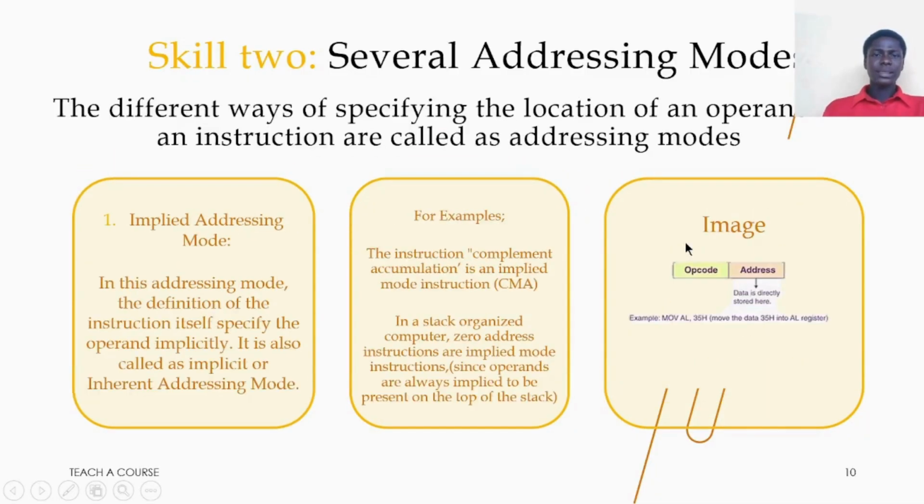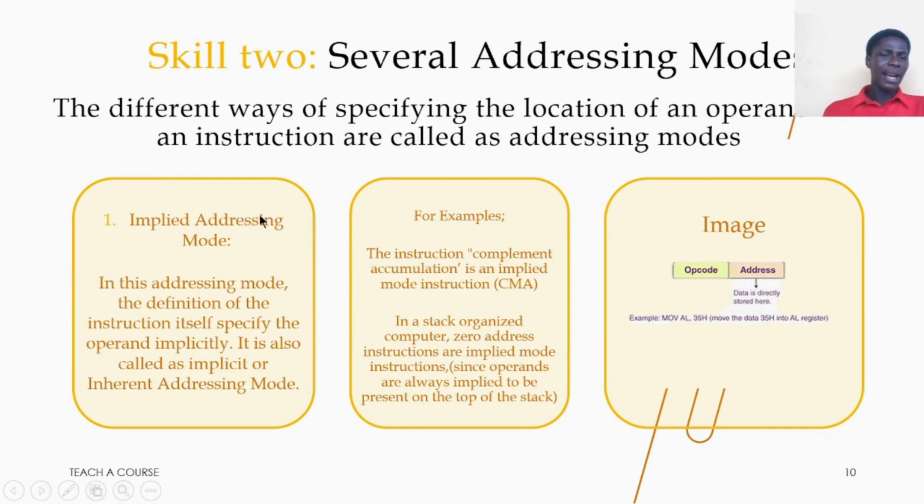So let's look at addressing modes, the several ways in which memory is addressed. The different ways of specifying the location of an operand in an instruction are called addressing modes. I hope you now know.